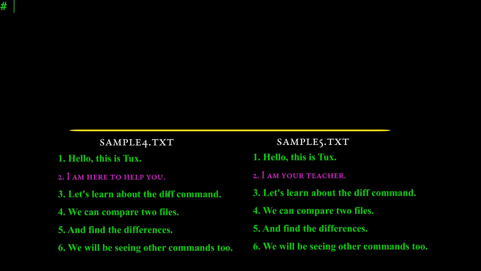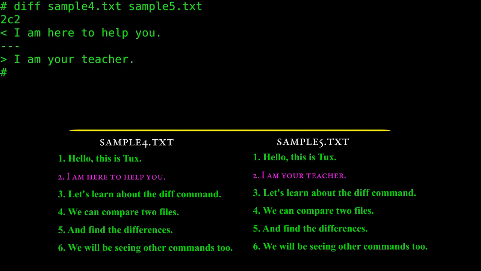Next, we will be seeing another example which shows the change instruction, diff sample4.txt sample5.txt. Here we can see that the output is 2c2, which means that line number 2 of the first file is to be changed with line number 2 of the second file. So if we make these changes, we can see that the file sample4 will be equivalent to sample5.